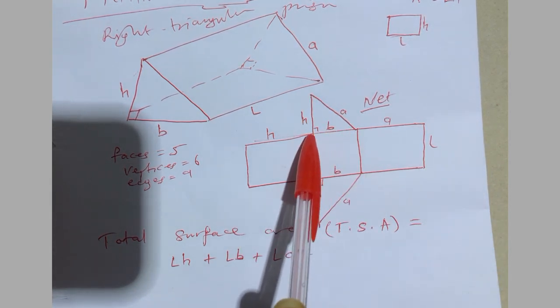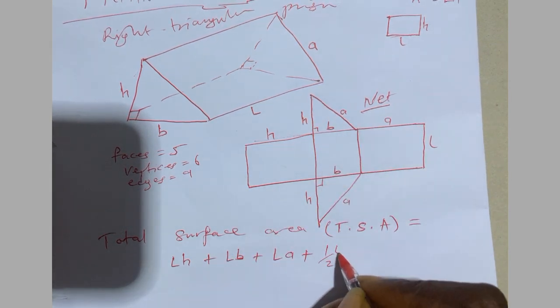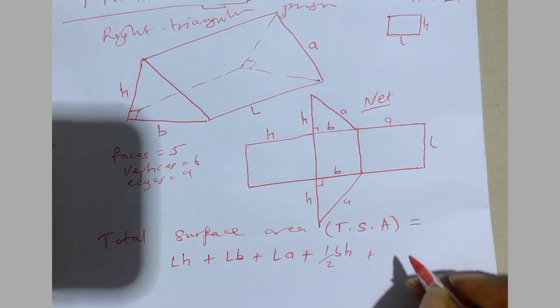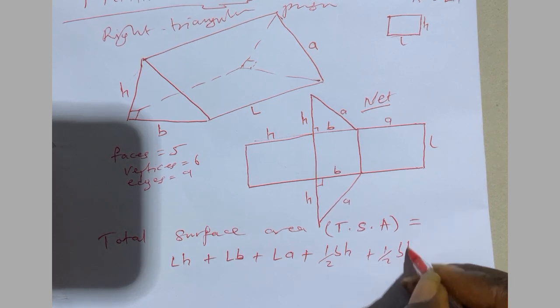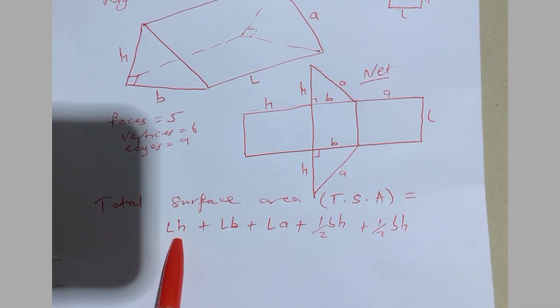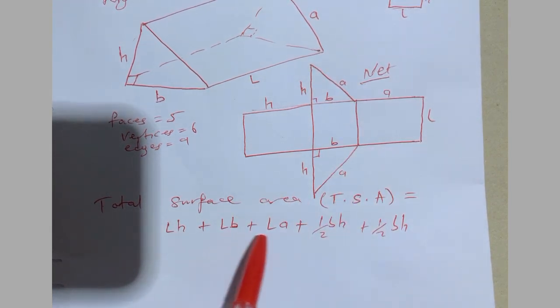So it's going to be half base times what? Height. Base times height. And this triangle is similar to this. The area of that is going to be the same, which is half base times what? Height. Now from these three terms, 1, 2, 3, right? The area of 1, 2, 3, you can see that L is common in these three terms, right?